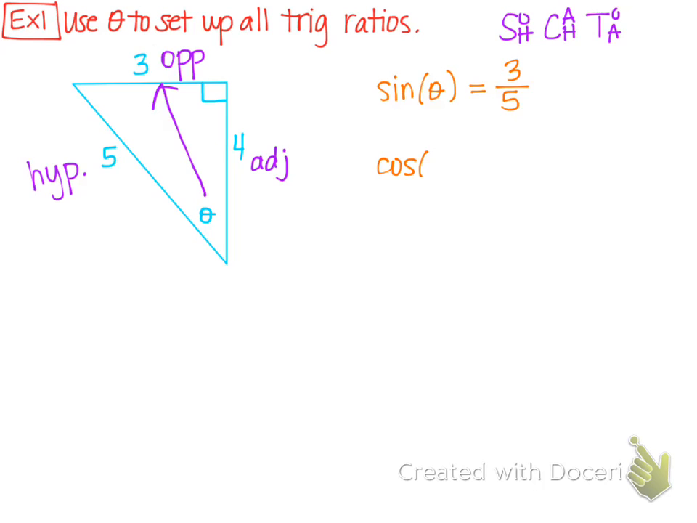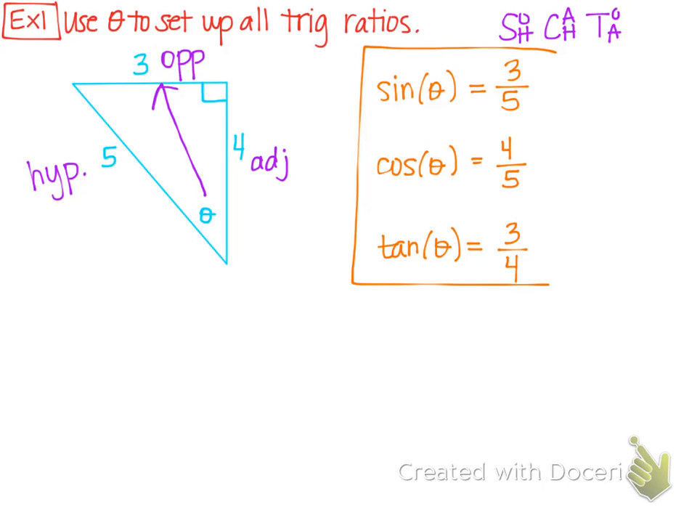Cosine of theta, cosine is adjacent over hypotenuse, so adjacent is 4, hypotenuse is 5. And then lastly, tangent of theta, tangent is opposite over adjacent, so opposite in this case is 3 and adjacent is 4. So that's all we're looking for there. We're just looking for these ratios right here. Can we set them up? Because we're going to use these setups to solve for some unknown sides of our right triangles. So you need your calculator handy, so go ahead and get that out.